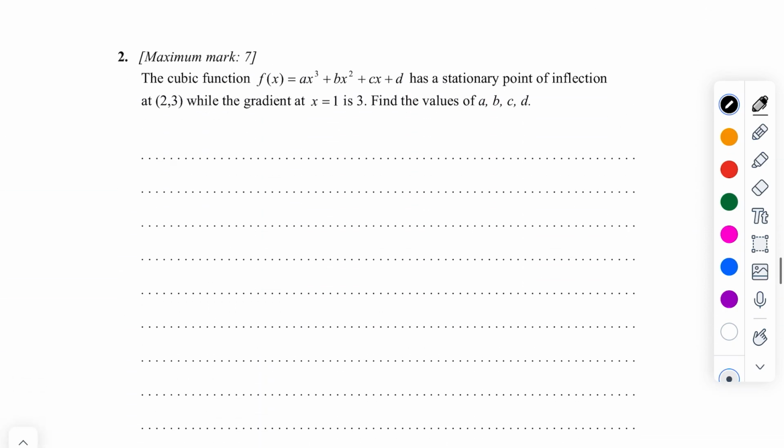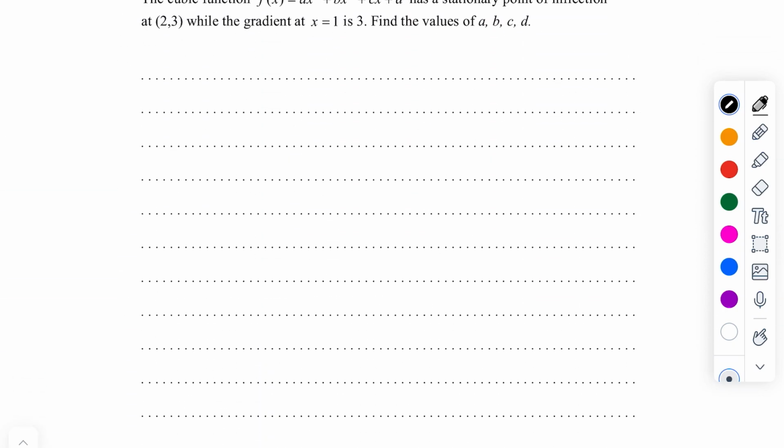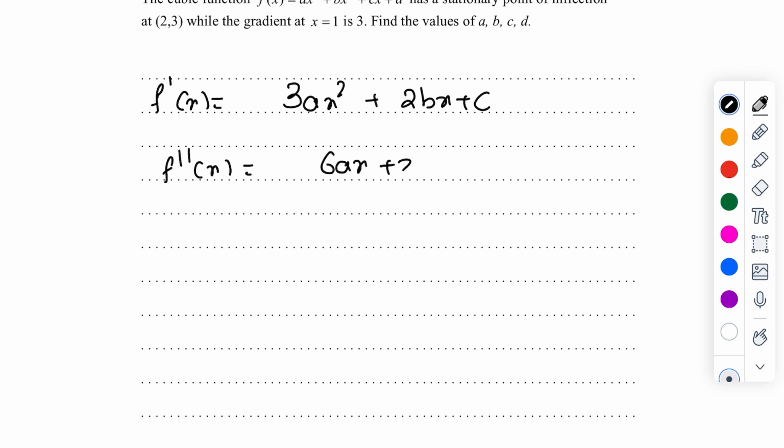Now question number 2. The cubic function ax cube plus bx square plus cx plus d has a stationary point of inflection at (2, 3). The gradient at x equals 1 is 3. Find the values of a, b, c, d. So f prime x is 3ax square plus 2bx plus c. f double prime x equals 6ax plus 2b.